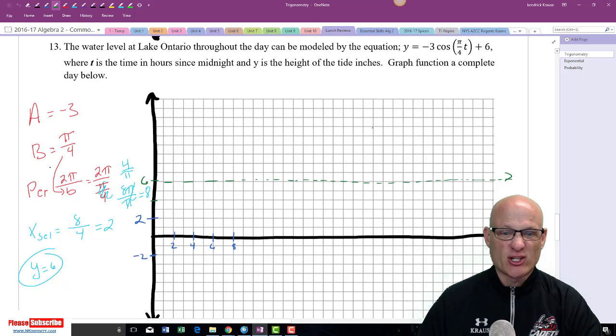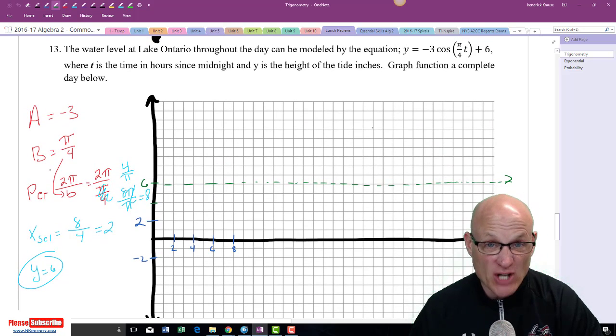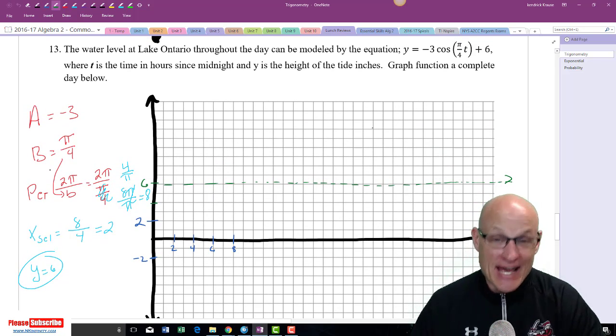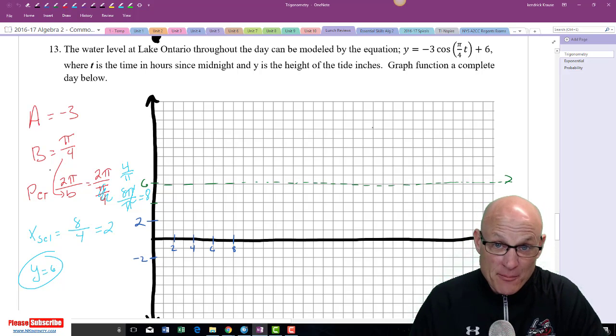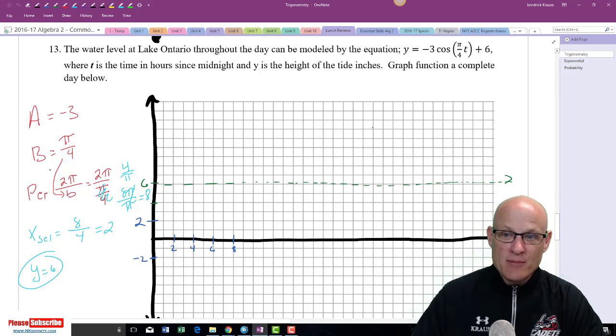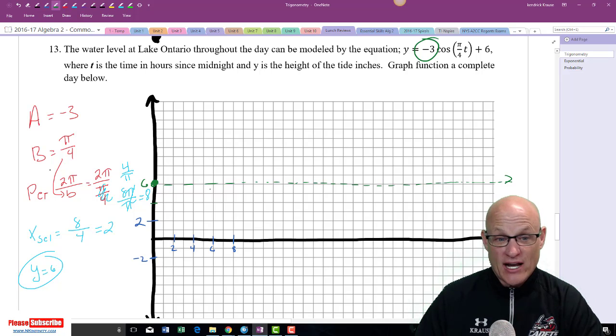It's a cosine curve. A cosine curve starts at a max and ends at a max, or it starts at a min and ends at a min. Because this is negative, we're going to start at minimum. So instead of starting here, where normally I would start for a sine, I have to start at a minimum, down 3. 1, 2, 3. I'm going to start here. So I'm going to start at a min. I'm going to end at a min. And in between these two is not another min, it's a max.